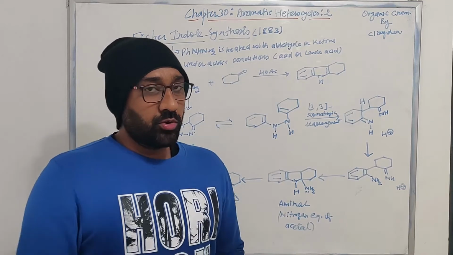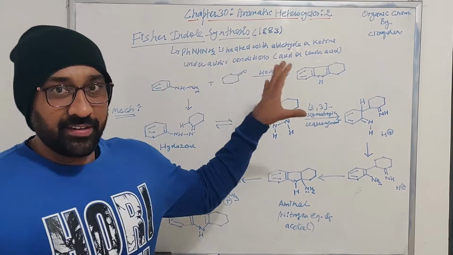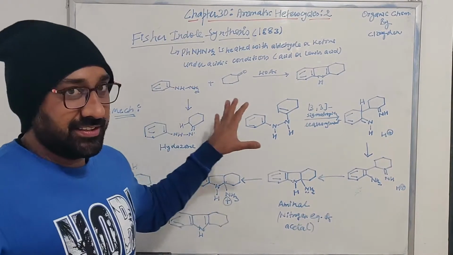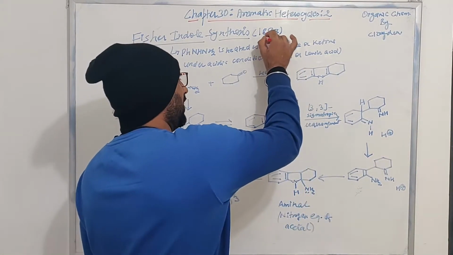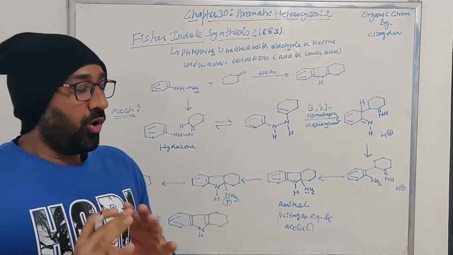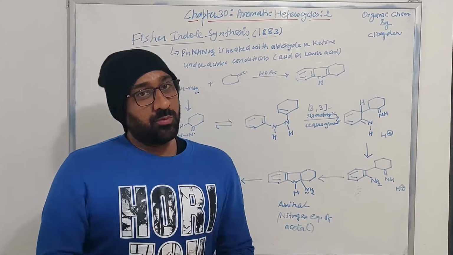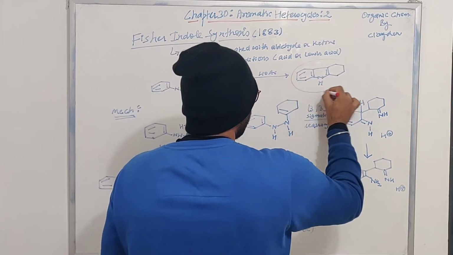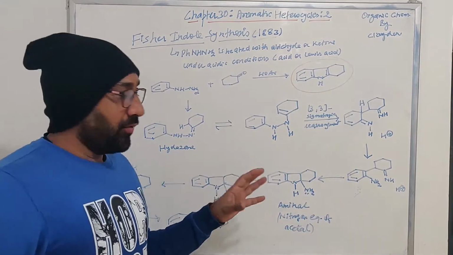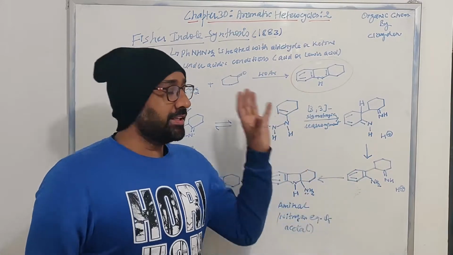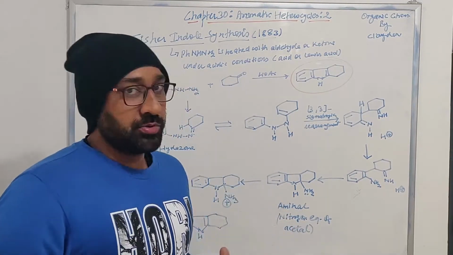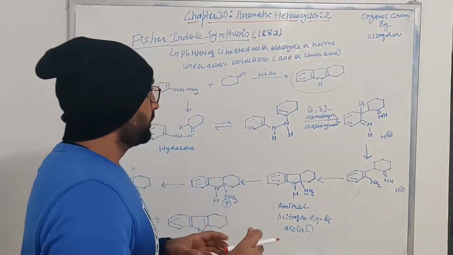So now we are going to talk about a very important name reaction, which is Fischer indole synthesis. In fact, this reaction was developed in 1883, and this is one of the most important reactions to synthesize the pyrroles. So that is evident. Now we are going to be talking about the chemistry of the pyrroles and what are the methods that are used to synthesize this pyrrole moiety.